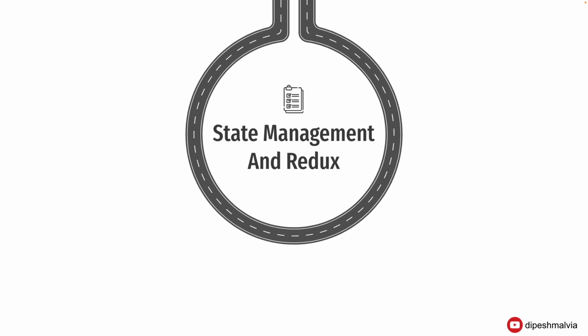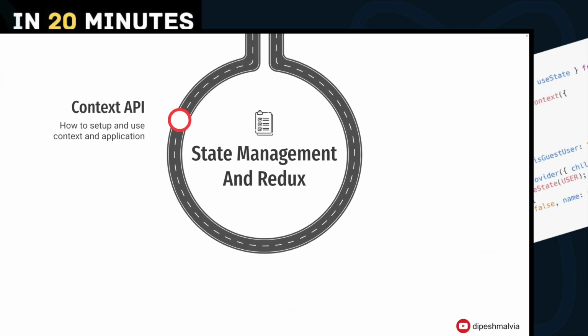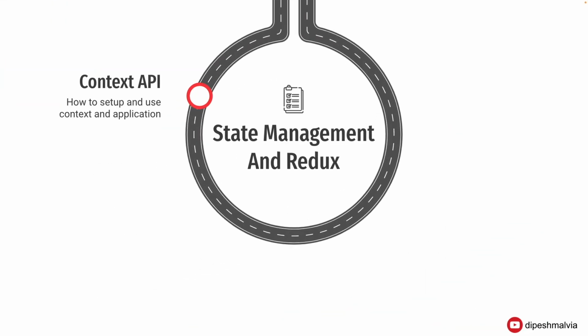So the first one is the Context API, which is popular for simple applications with less complexity, and you should have knowledge about how to set up and use the context in the application. I already have a video which covers Context API in depth with a practical example, and you can understand the standard way of how to set it up in your project.